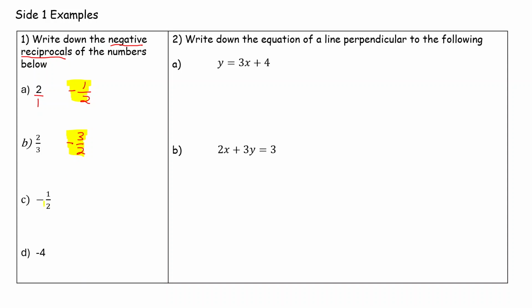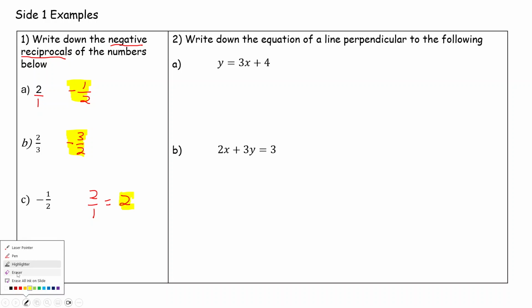So maybe now you could try the 2 below. Hopefully you're getting the idea a little bit now. So C, to take the negative reciprocal of this one here, I've got to flip over my numbers. So I put the 2 on the top and the 1 on the bottom. And it's already negative, so if I put another negative next to that negative, it's going to make it a positive gradient. So 2 over 1, and it's positive, which is the same thing as just 2. So that is my answer on question C.